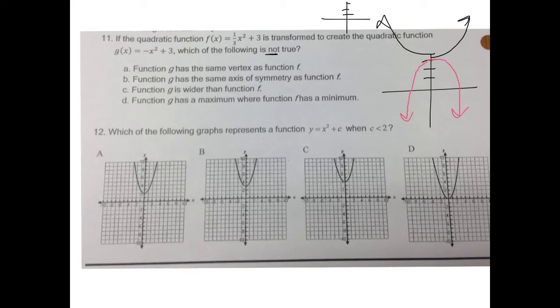Okay. So, which is not true? They have the same vertex. Yep. They have the same axis of symmetry. This blue line is the axis of symmetry of both of them. So, yep. Function g is wider. That doesn't look true. g has a maximum, so the red one has a maximum and the black one has a minimum. That is true, so C is the right answer.